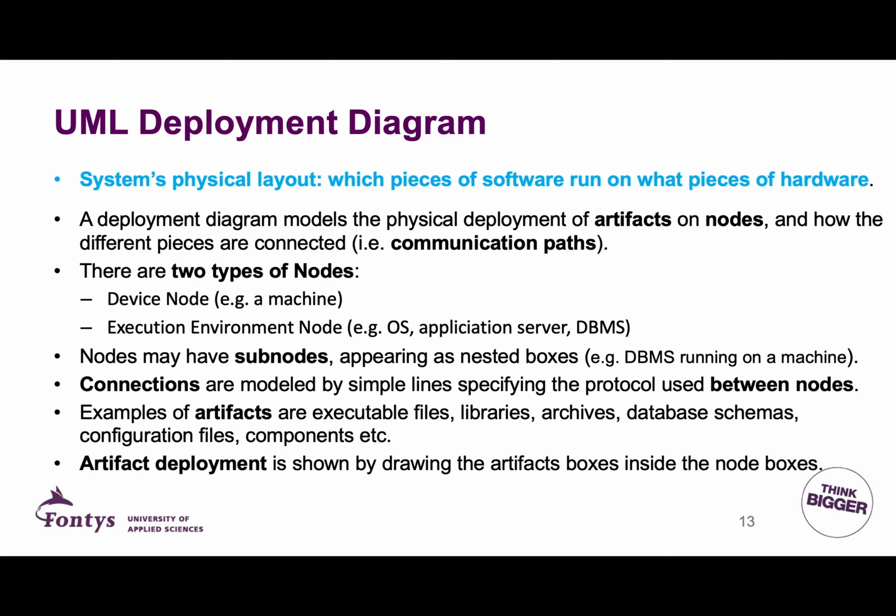And then you also have artifacts, and this is usually your application in an executable format. It could be an executable file, a library, an archive, a database schema, so everything which you create as an artifact, which is kind of your application, right? In an artifact deployment, you show it by drawing the artifact boxes simply inside these node boxes. So if it's inside a node box, then this is where it is deployed. Let's have a look at a simple example which could be kind of familiar from your project 2.